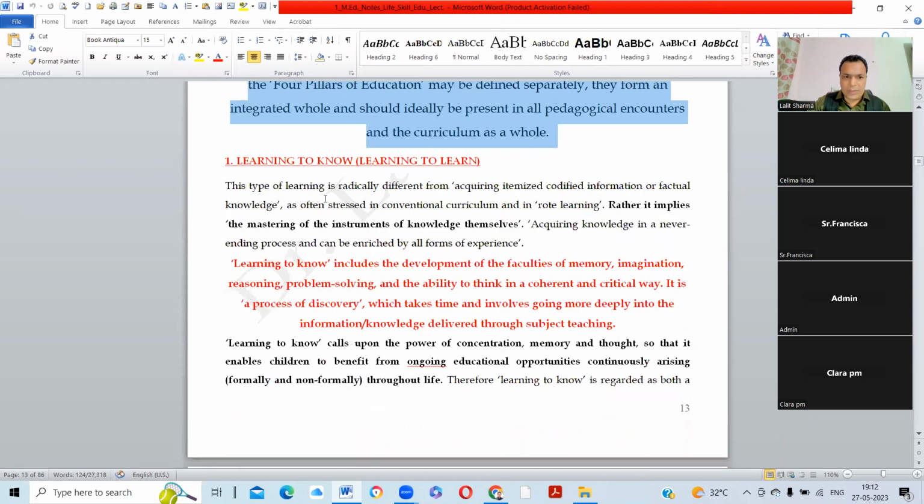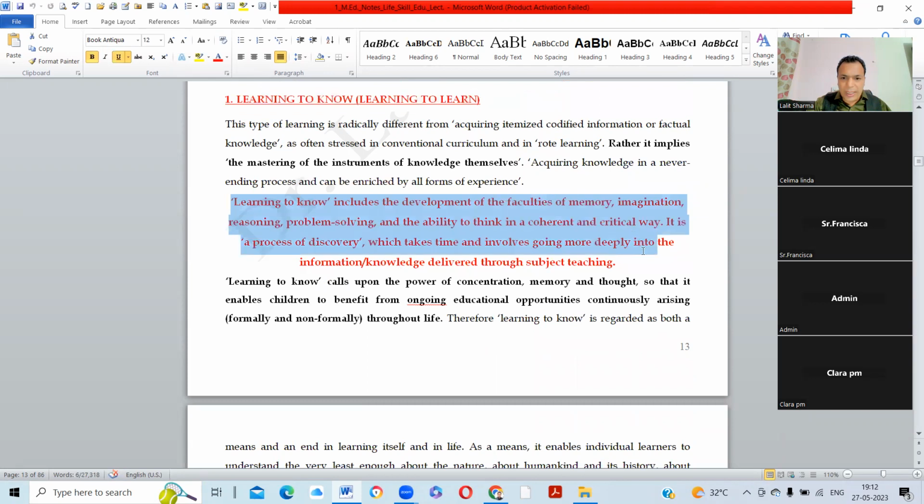Now, learning to know. What is the meaning of learning to know? Learning to know includes the development of the faculties of memory, imagination, reasoning, problem solving, and the ability to think in a coherent and critical way. It is a process of discovery which takes time and involves going more deeply into the information delivered through subject teaching. You got the point now? Whatever topic you are teaching, guys, you should reflect these four things.